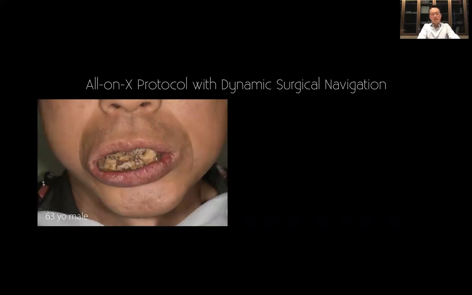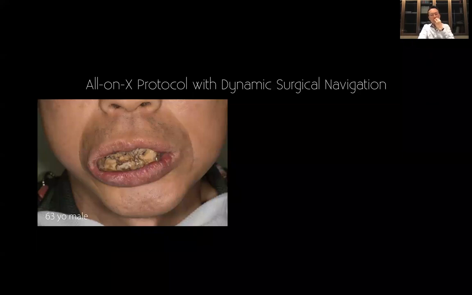And here I have a 63-year-old male patient. When this patient first came to me, he was sitting in the waiting room, and I saw him from far away, and I was wondering, what's that in his mouth? Is he eating something there? Like he had this thing protruding out of his mouth.